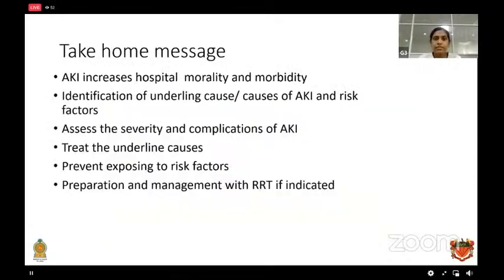So the take-home message, this is the last slide. AKI increases hospital mortality and morbidity, and it is a burden to the country. You have to identify the underlying cause or causes, and then assess the severity and any complications. When you are managing, the underlying cause has to be treated. Then prevent further exposure to the risk factors. And if renal replacement therapy is indicated, you have to prepare and manage as required. So that is the end of my presentation. Thank you very much.